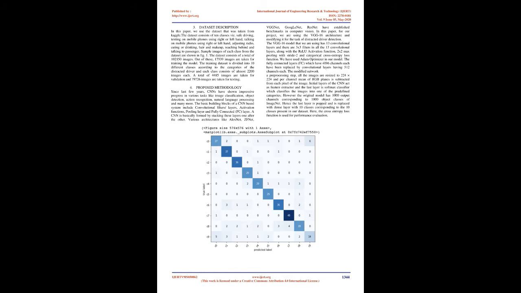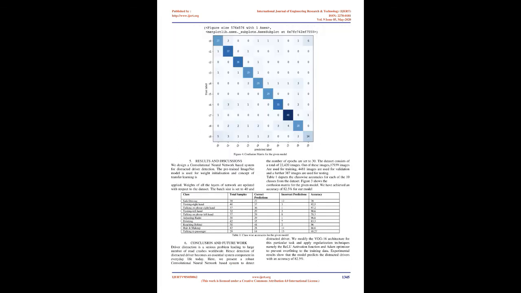3. Dataset description. In this paper, we use the dataset that was taken from Kaggle. The dataset consists of 10 classes, viz. safe driving, texting on mobile phones using right or left hand, talking on mobile phones using right or left hand, adjusting radio, eating or drinking, hair and makeup, reaching behind, and talking to passenger. Sample images of each class from the dataset are shown in Figure 1.